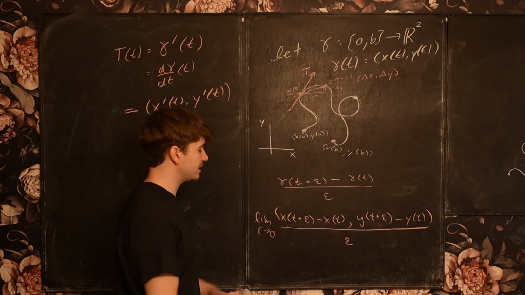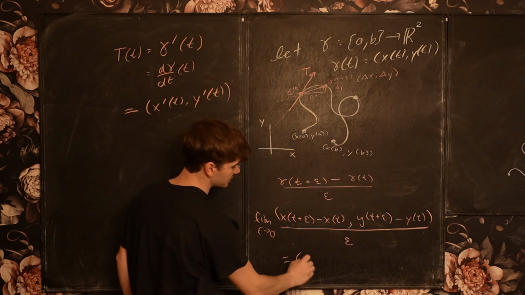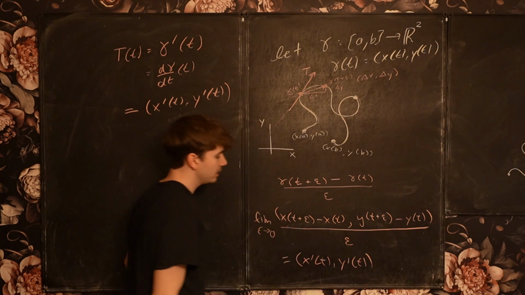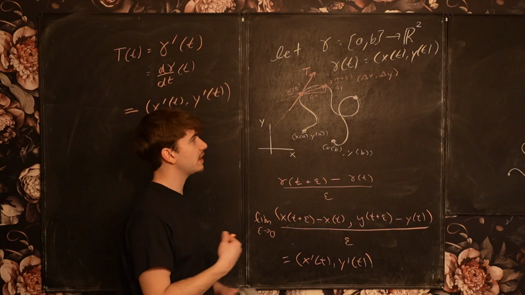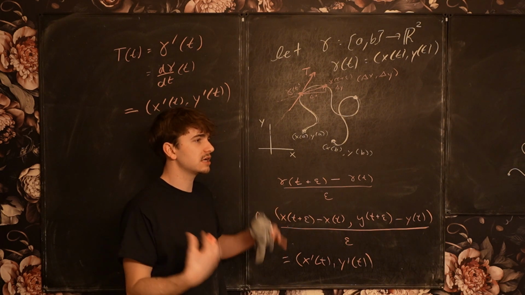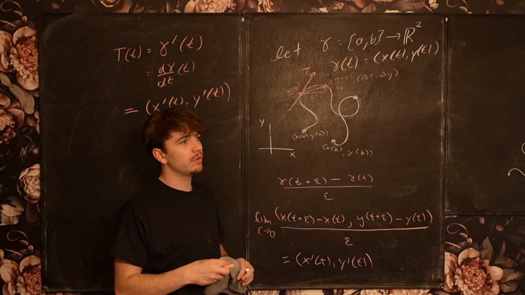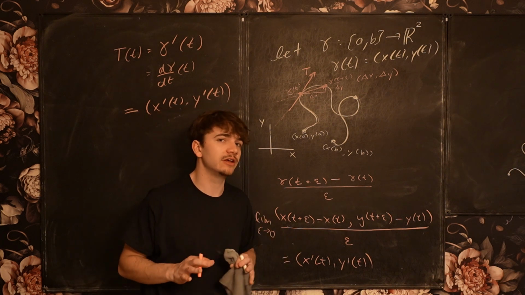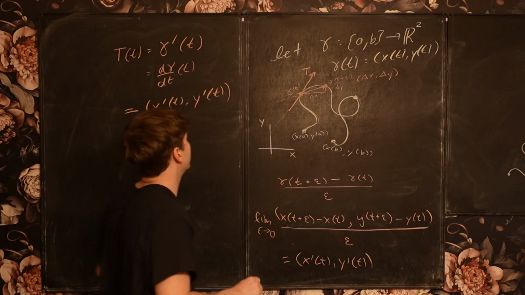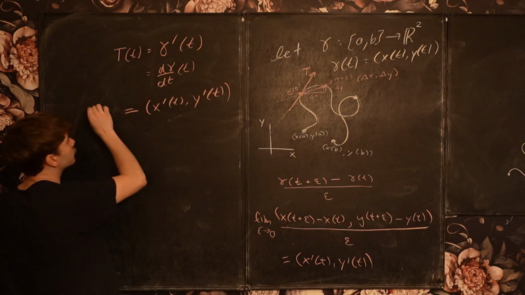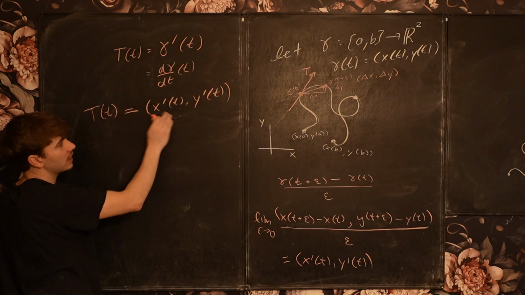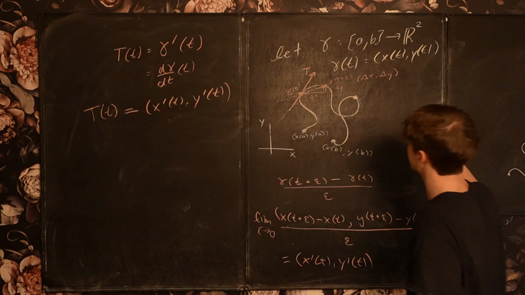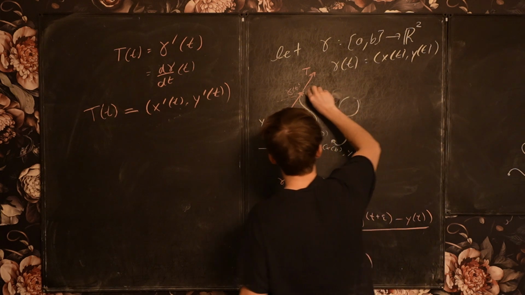But notice that in the limit as epsilon goes to 0, this expression is just x prime of t, y prime of t. Okay? So that tells us that, by similar ideas as discussed in Calculus 1, we can understand the tangent line to a curve by just taking the derivative of the parameterization. So the tangent vector to the curve is x prime of t, y prime of t.